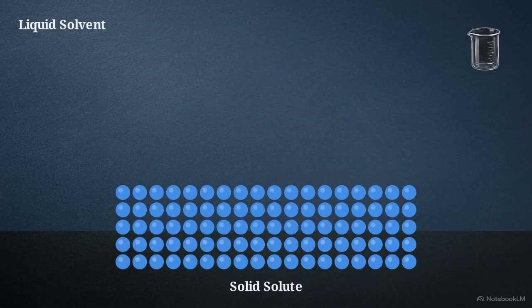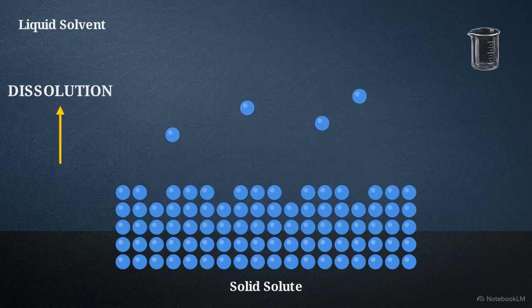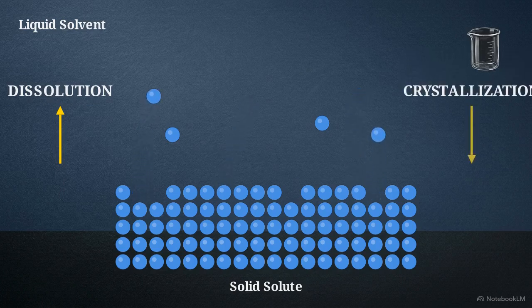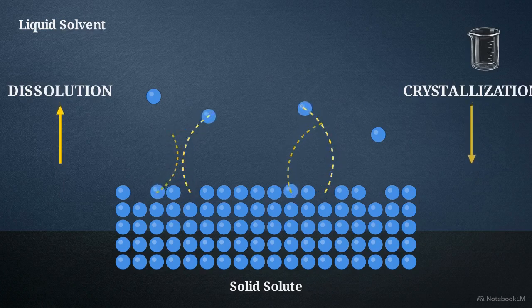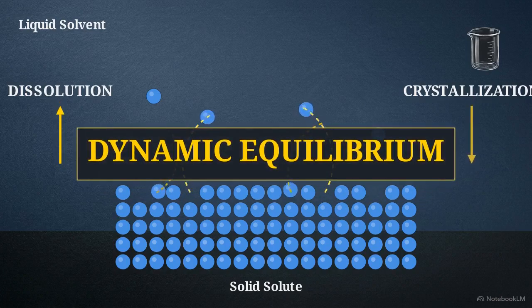When a solid is added to a liquid, two processes begin simultaneously. Particles break away to enter the liquid during dissolution, while others collide with the solid surface and reattach during crystallization. Eventually, the system reaches a state where the rate of particles entering the solution exactly equals the rate of those leaving it. This is dynamic equilibrium.